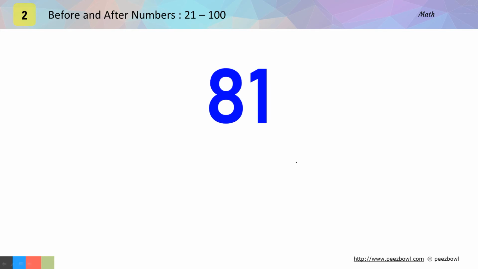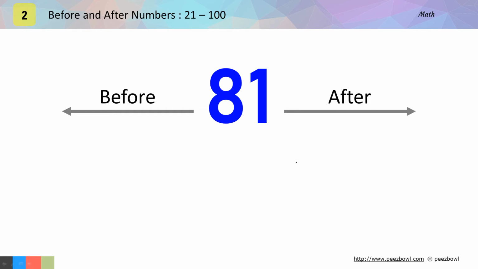Okay. This time let us take number 81. Okay. You already know that to get the number before any number, you need to move in the left direction, and to get the number after any number, then you need to move in the right direction. This also means that you need to subtract 1 from the original number to get the before number, and you need to add 1 to get the after number.